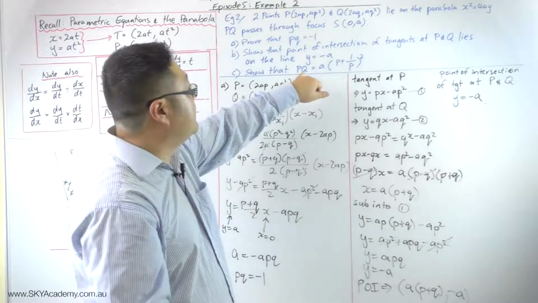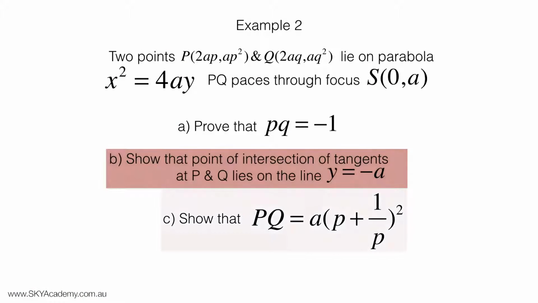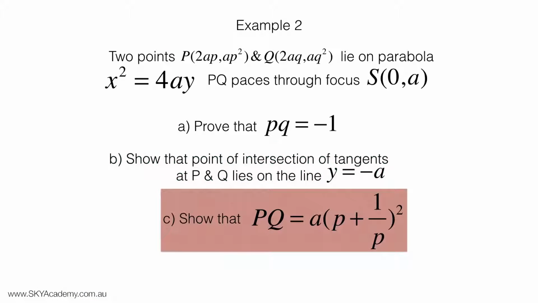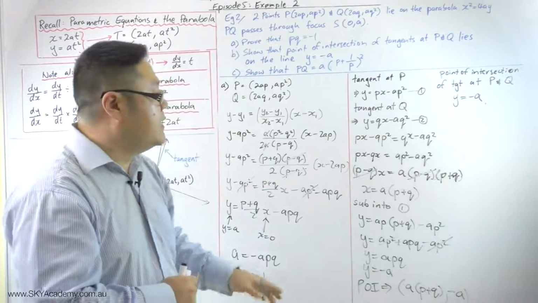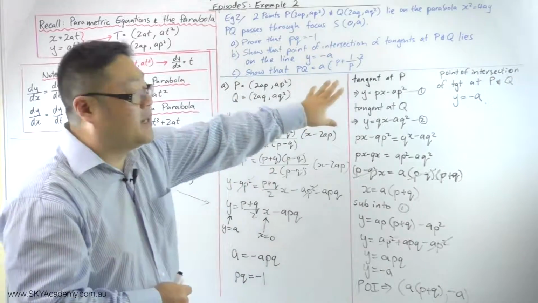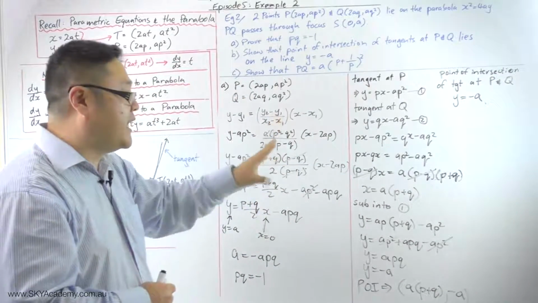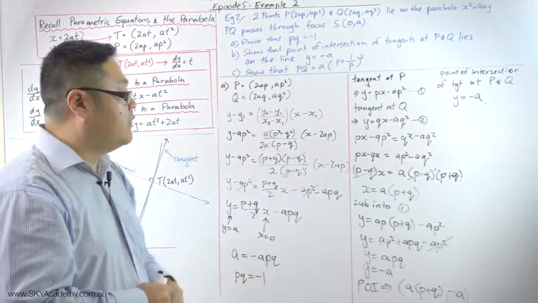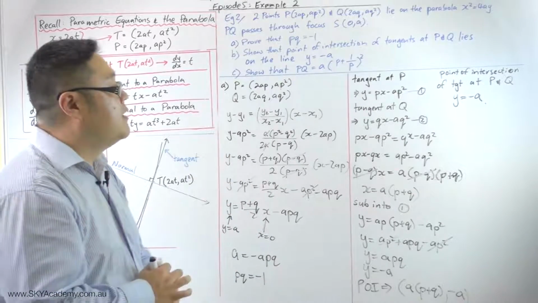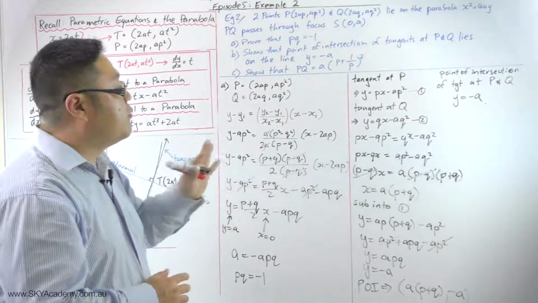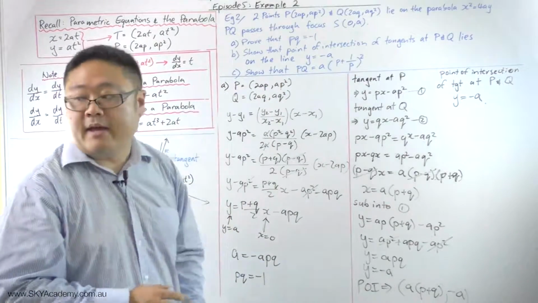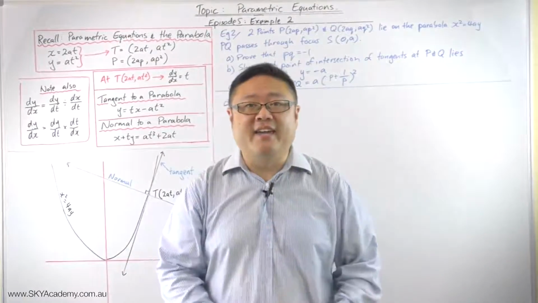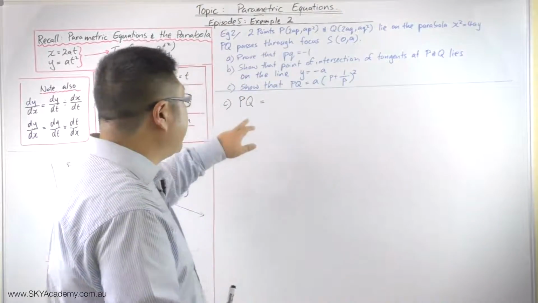And then the last thing that we need to do is show that PQ is equal to all of that. When I say PQ, what I mean is the distance PQ. We're looking for the distance PQ here. So I'm going to rub this out. I'm going to leave this up there so that you can get a hold of the working out, but I'm going to rub this out very shortly, and then I will work out the distance PQ and take it from there. Okay, so let's have a look at part C.